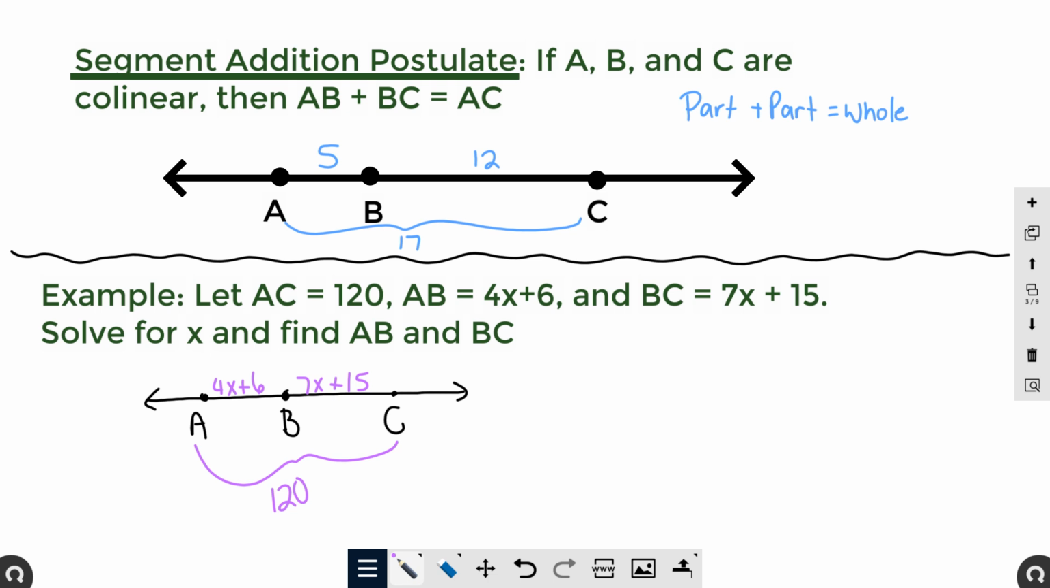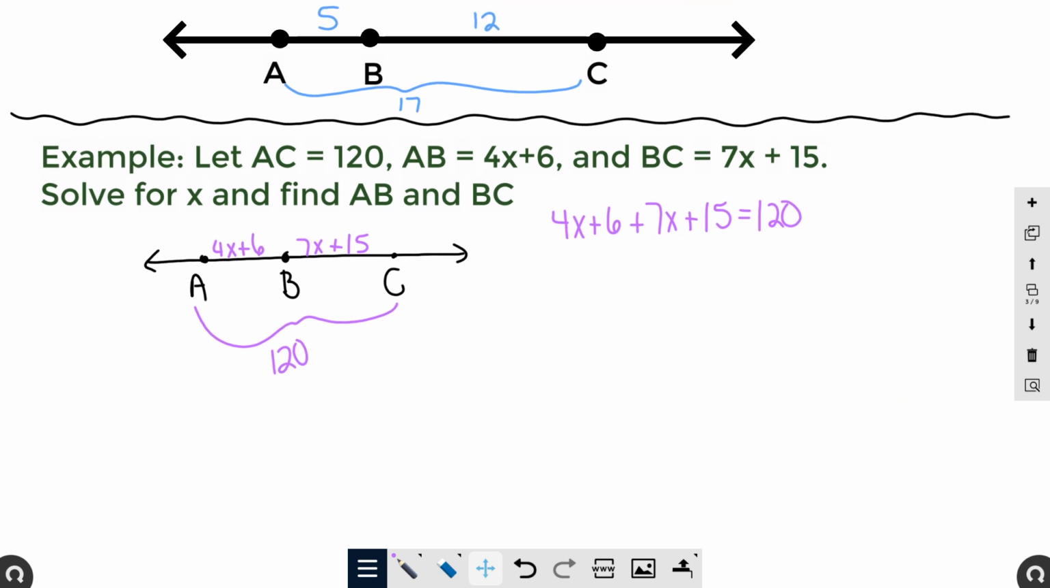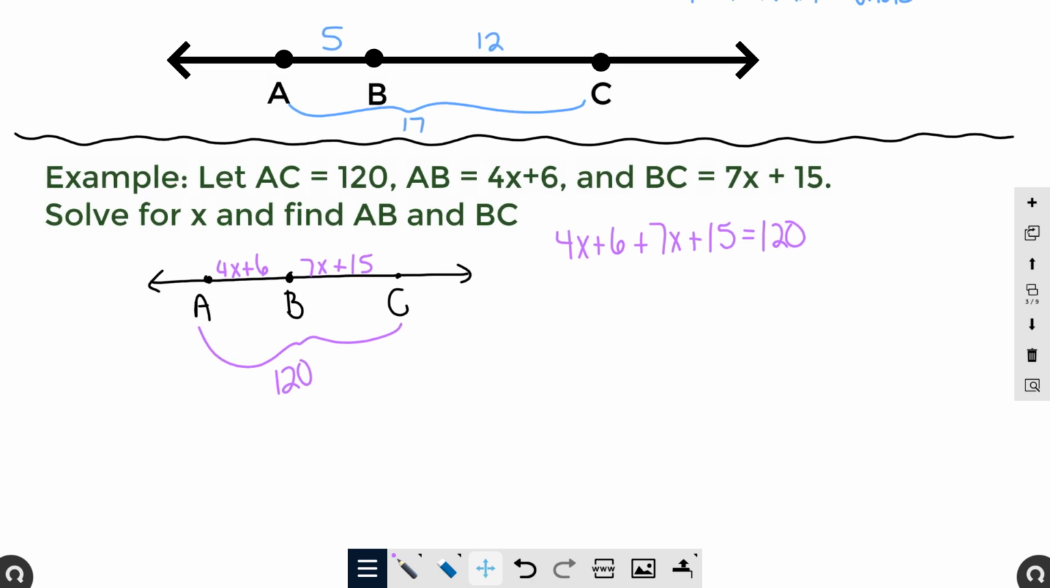Now, using the property that we just had, the postulate, what would I do? Add them together to make 120, to make the total. So I have 4x plus 6 plus 7x plus 15 equals 120. Would anybody like to come up to the board and solve this one? Go ahead. Thank you. So add them up together and solve for x.